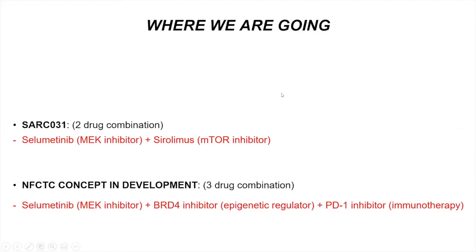So what is the focus, and where are we going in clinical research with MPNSTs? Currently there are a couple of ongoing studies. The first of these is called SARC-031, which is using a combination of two different drugs by targeting the MEK gene with Selumetinib and the mTOR gene with sirolimus, and combining these two drugs. And there's also a clinical trial concept being considered now, which is a 3-drug combination being developed through the NF Clinical Trials Consortium, using Selumetinib and other drugs to help improve the effect of Selumetinib in these patients.